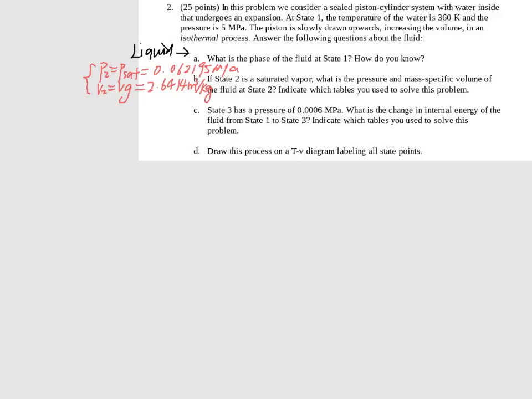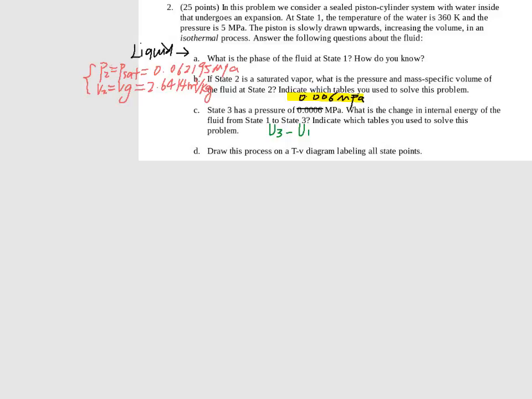And now we're given the pressure at state 3 is, oh, actually, there's a typo, I believe. We fixed this in the homework. It's 0.006 megapascal. So we know that the pressure at state 3 is 0.006, and they want us to find the change in internal energy from state 1 to state 3. And that's basically asking us to find U3 minus U1.